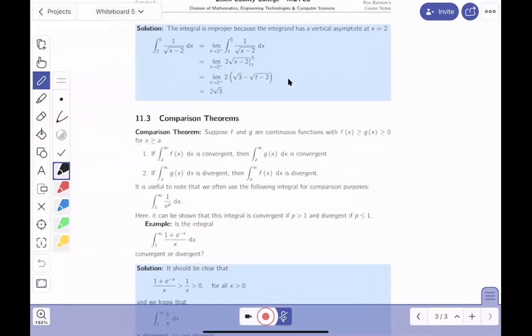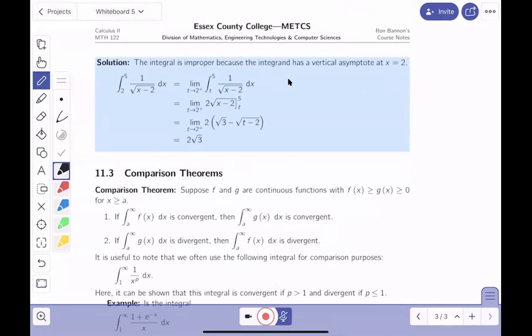Let's see what their work looks like. And they're using T. I used A. It doesn't matter what letter you're using. Just don't use X, by the way. So I did this over here.